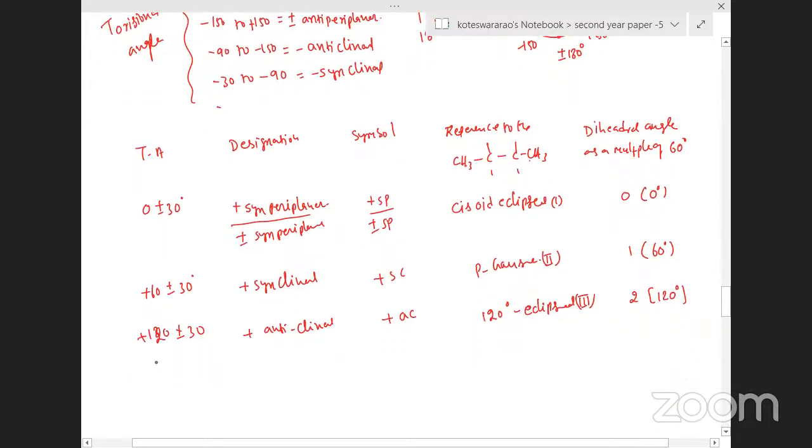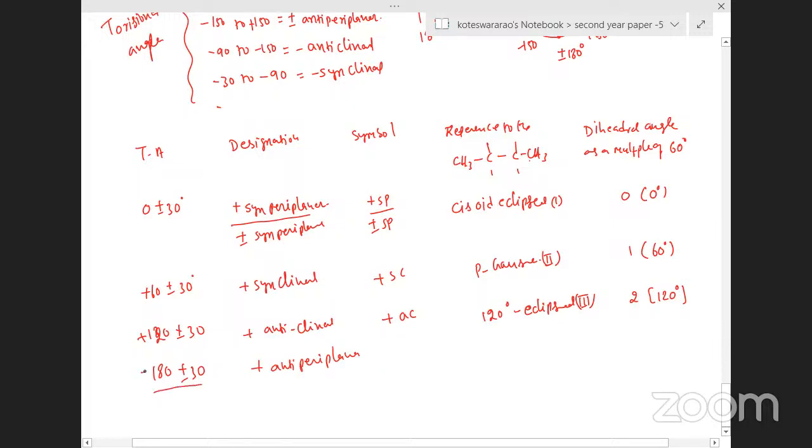Next, 180 plus or minus 30, no need to represent the 1. Minus 30 gives 150, plus 30 gives 210 degrees. That is anti-periplanar.